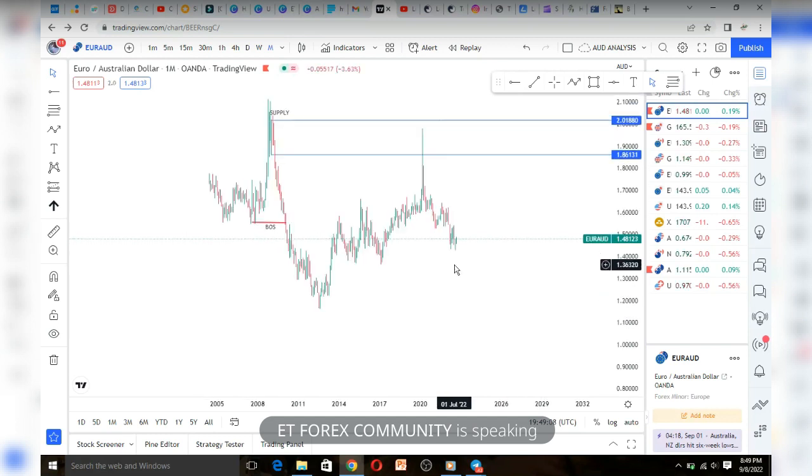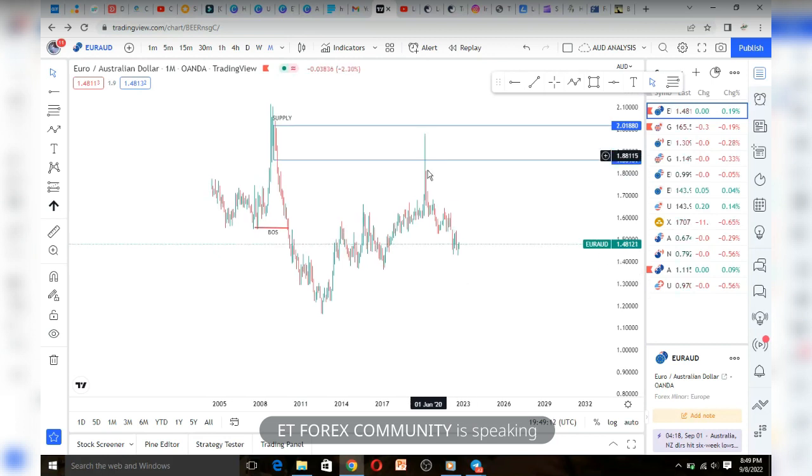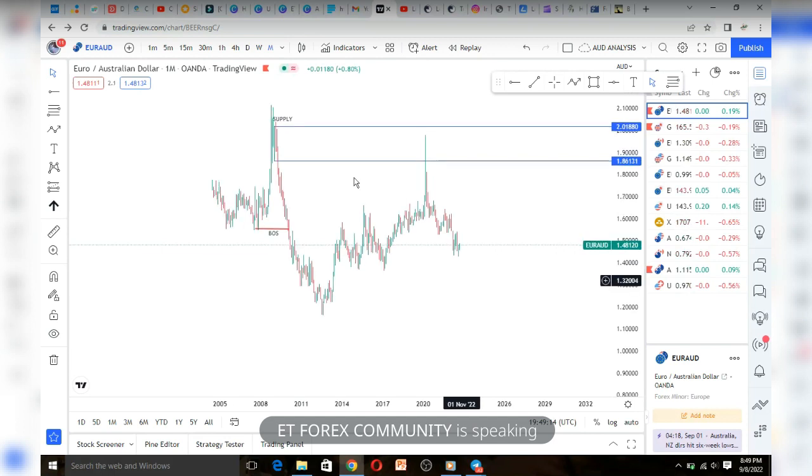I cannot wait for monthly. Now you've identified your direction on a monthly to sell. Let's go to our daily time frame. Although I start this strategy, supply and demand zone, you can use it on any time frame.